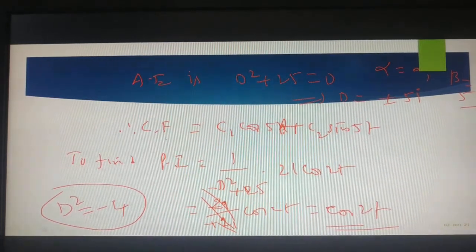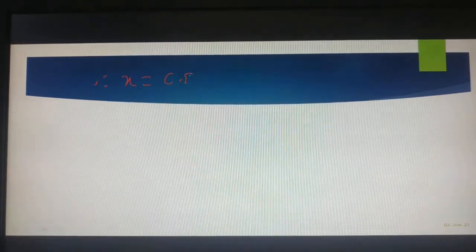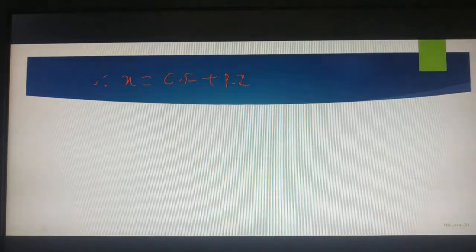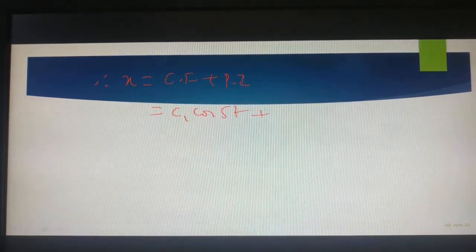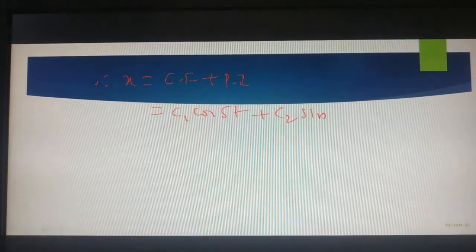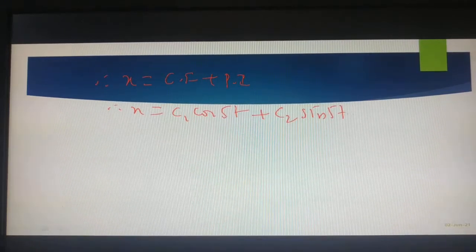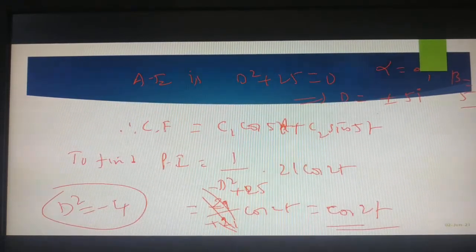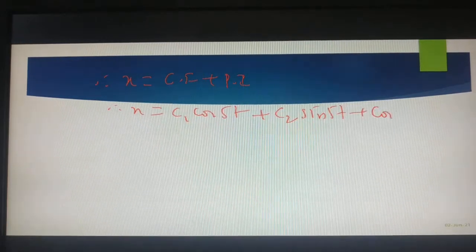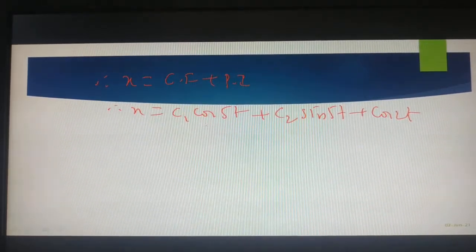So what is your complete solution? Therefore x in terms of t, the complete solution, is the complementary function plus the particular integral. So the complementary function c1 cos 5t plus c2 sin 5t, plus what is your particular integral? cos 2t. Now it is time to discuss the initial conditions, what they have given.